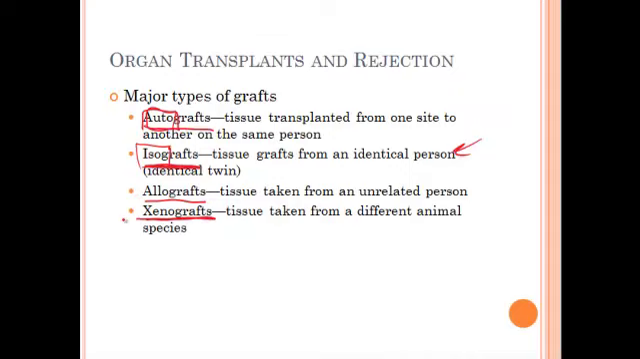And then there's xenografts, where you're taking tissue from an animal species. And there's a number of animal species they use, often pig valves. Pigs have very similar organs and genetics, and so those often are used. But again, you're still going to have immunosuppressant problems. You're going to have to take immunosuppressant drugs to try to dampen this immune system, because it's built to work very well. It's built to protect your body from foreign things, and that's what it's trying to do.